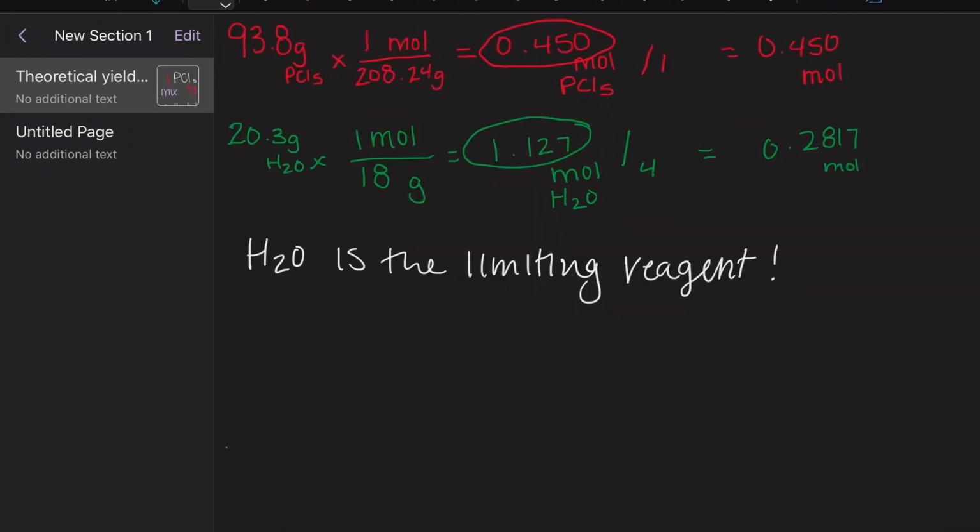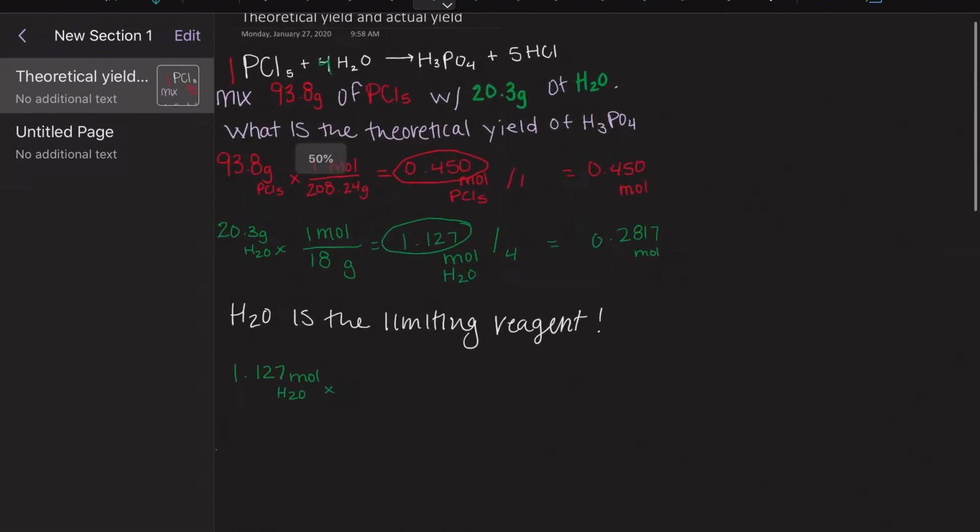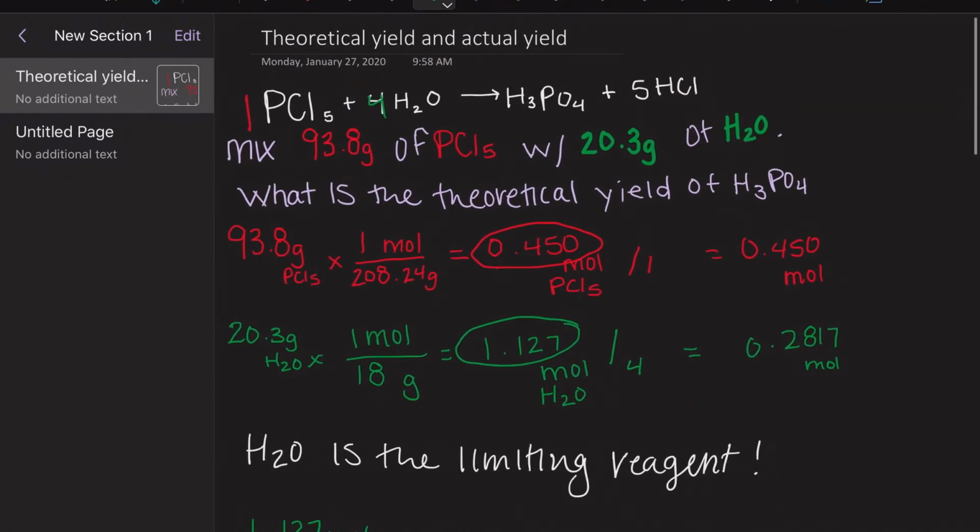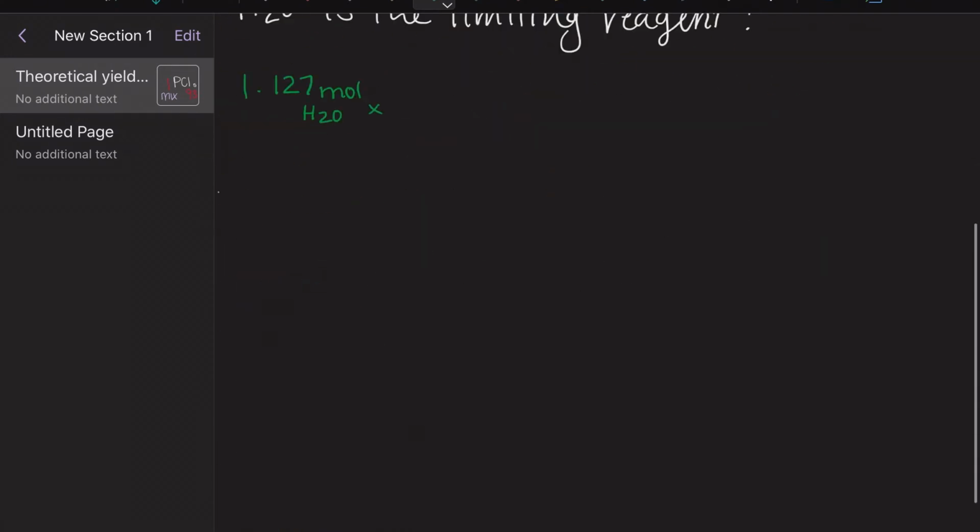Now that we know that H2O is our limiting reagent, we can use that to do the rest of our calculations. And we'll do them just like we have been. So, we'll come down here and we'll write, if we start with 1.127 moles of H2O, we know that we expected that 4 moles of H2O would give us 1 mole of H3PO4. So we'll use that as our conversion factor.